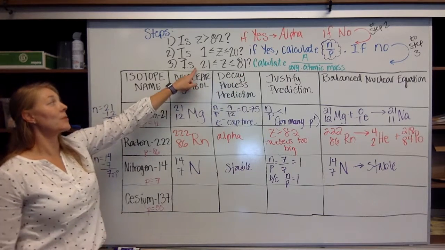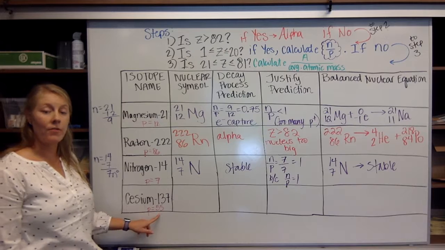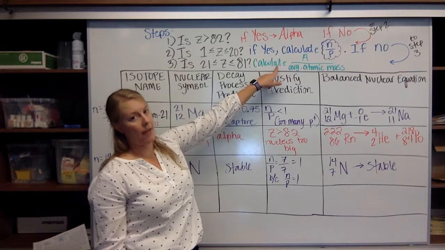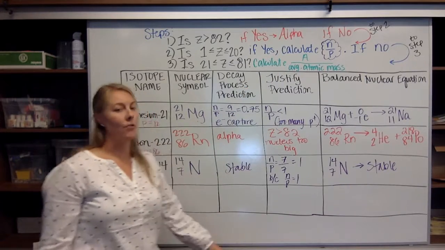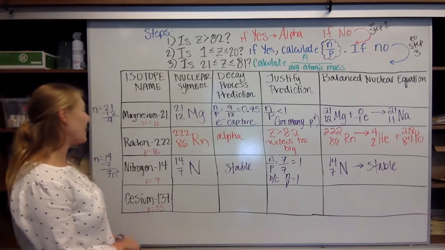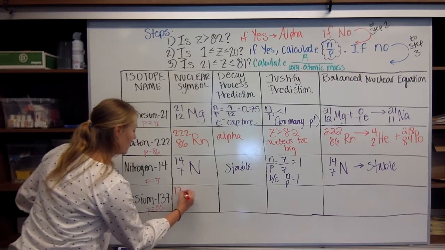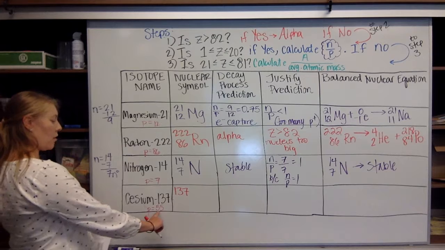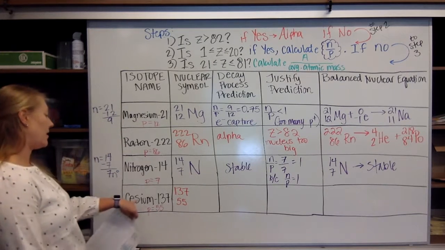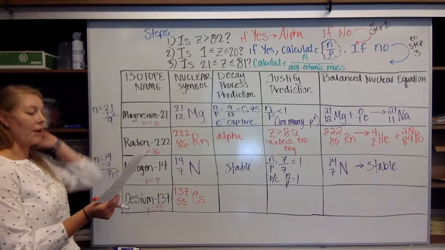All right, is Z between 21 and 81? It should be, and we see that it is. 55 is between 21 and 81. So we're going to calculate A, the mass number, over the average atomic mass from our periodic table. Okay, so let's write our nuclear symbol. We have 137 over our proton number, 55, and cesium is Cs on the periodic table.